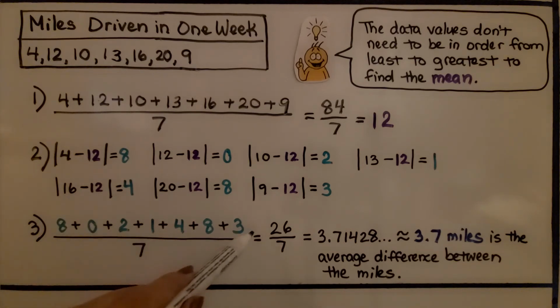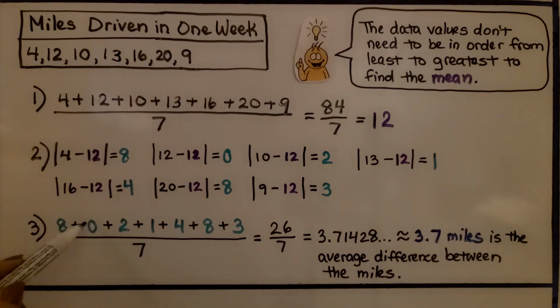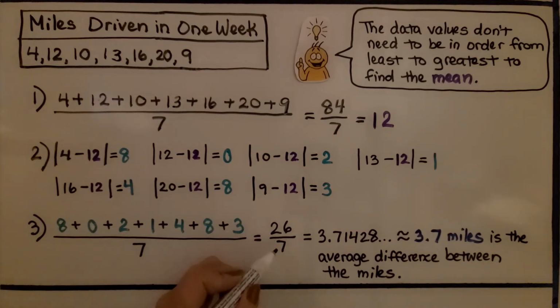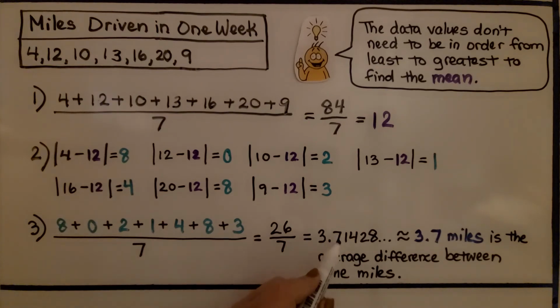We add them all up and we get 26. Notice I have my zero here. It is one of the values. If we don't count this zero, we're going to be dividing by 6 and get the wrong number. We have to include the zero. We get 26 divided by 7 values. When I did 26 divided by 7, I got 3.71428, and it continued on. We can say it's approximately 3 7/10. The 1 is going to tell the 7 to stay the same. So it's approximately 3 7/10 miles as the average difference between the miles. We can say it's approximately 3.7 for the MAD.